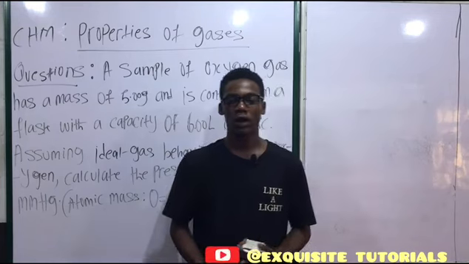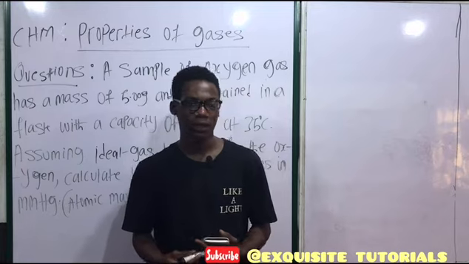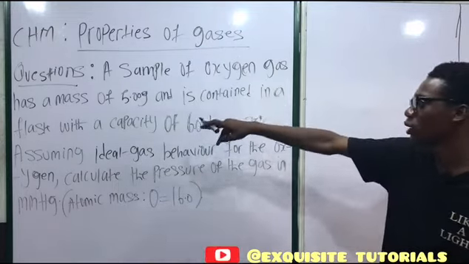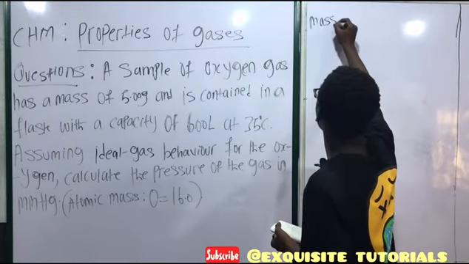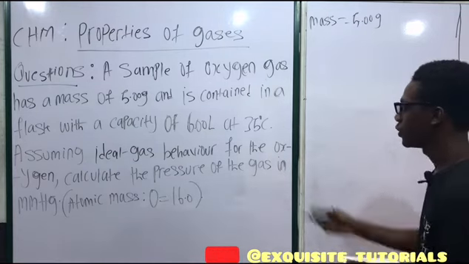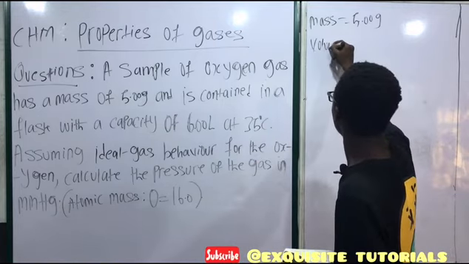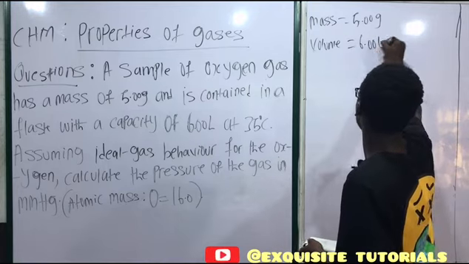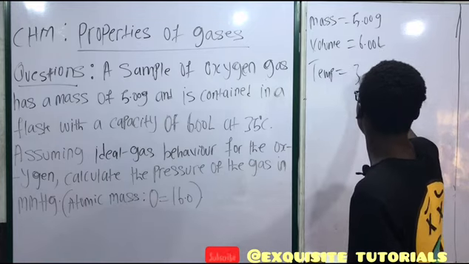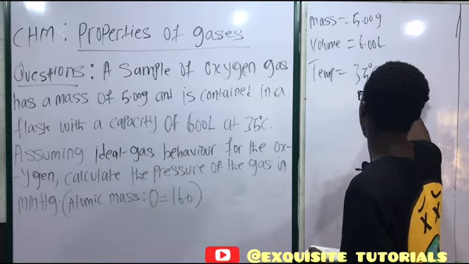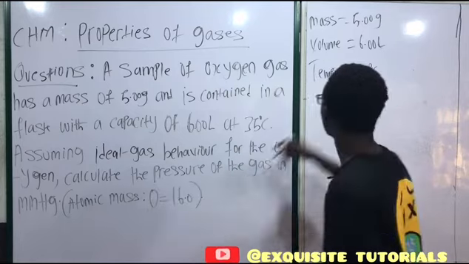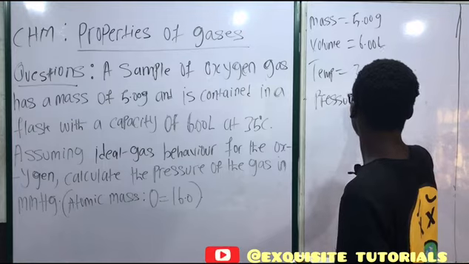Now remember, I told you your parameters that are given to you will tell you the formula to use on ideal gas. Now let's bring out our parameters here. A sample of oxygen gas has a mass of 5.00 gram, which is same as 5 gram, and is contained in a flask with a capacity of 6.00 liters. So our volume will be 6.00 liters at 35 degrees Celsius. Our temperature is 35 degrees Celsius, so we can convert to Kelvin by adding 273 to it. Assuming ideal gas behavior for oxygen, calculate the pressure. So our pressure here is unknown.